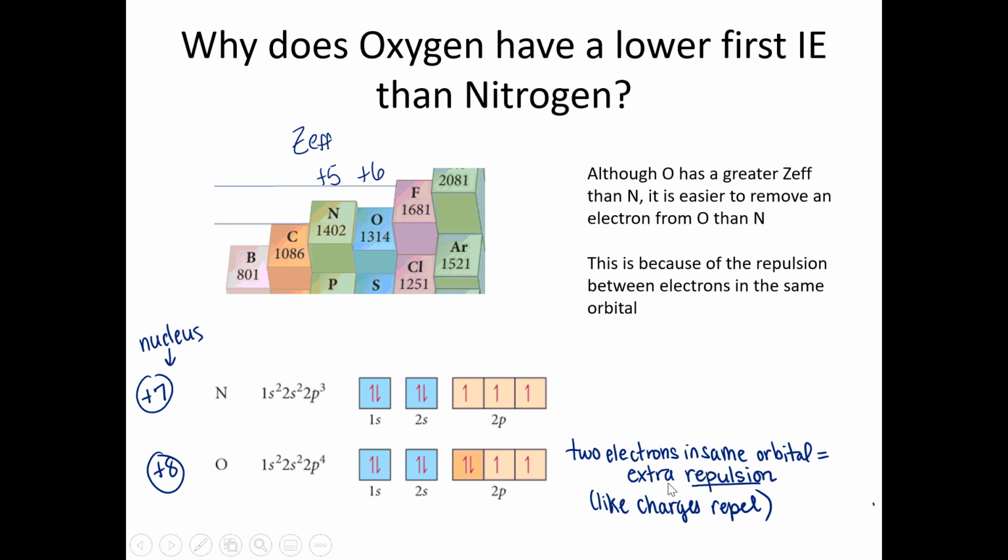And we know that electrons are negative, so they repel each other. So two electrons in the same orbital, not ideal. That causes some extra repulsion because these like charges repel. So that's what's happening here. That's why oxygen's electron is a little easier to remove than expected, because of that extra repulsion from them being in the same orbital.